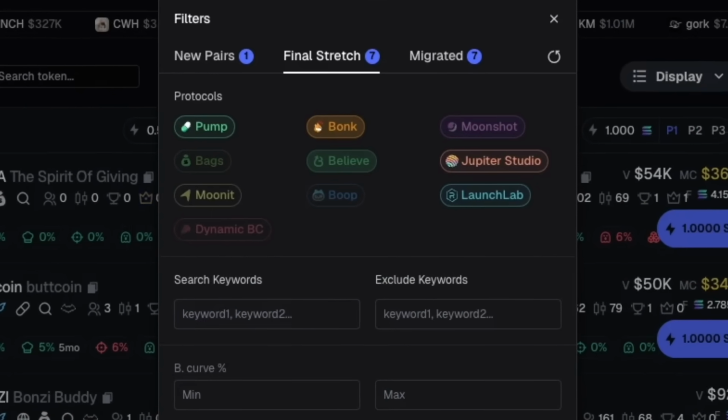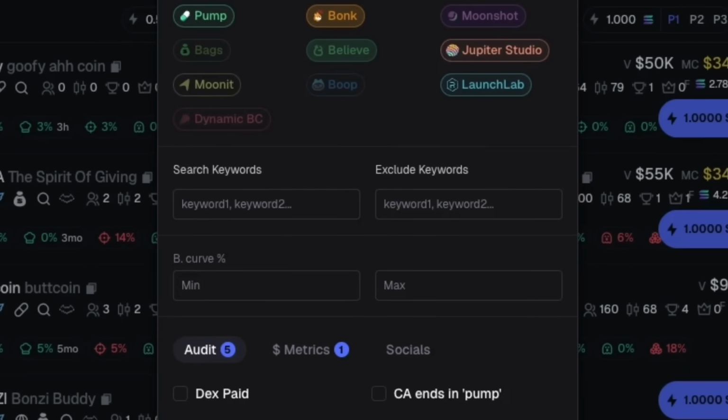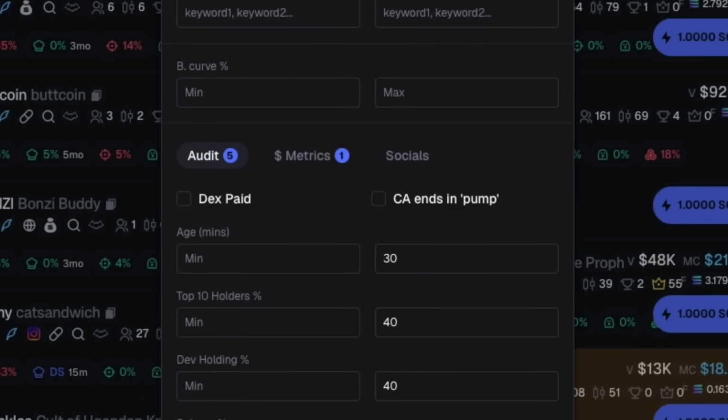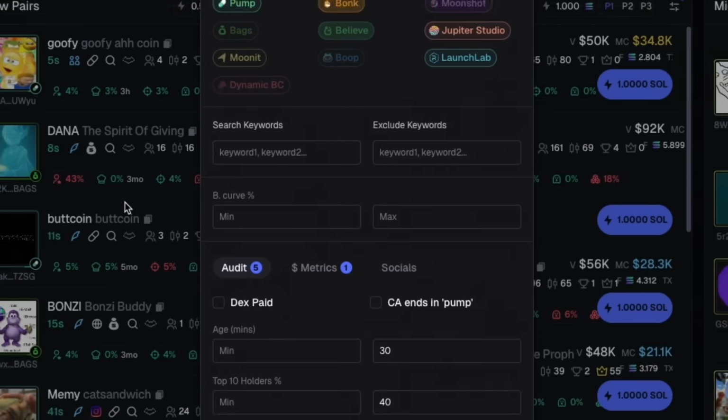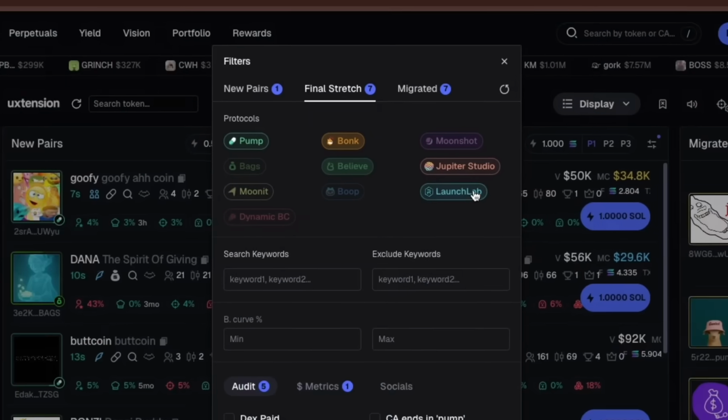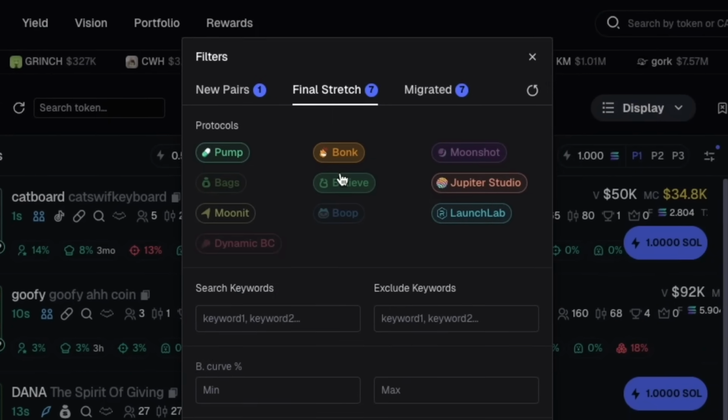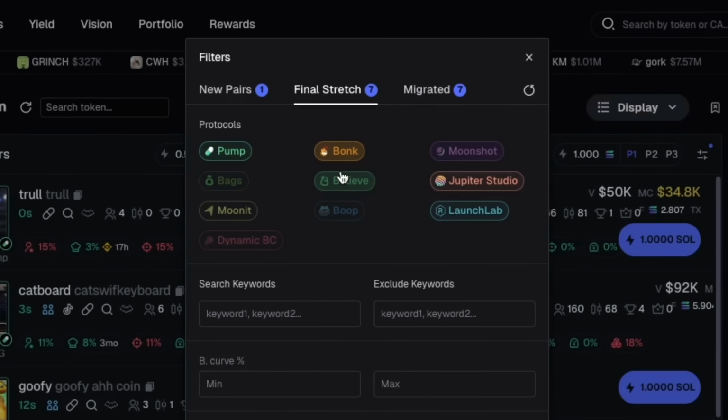So for Final Stretch, if you guys want all the filters, make sure to join the Discord for free. Then all I do is export, and you import them, go like this, Control V and import. It's literally that easy. So you don't have to go manually put them in. But I'm going to explain why I have them the way that they are so that you guys know why.